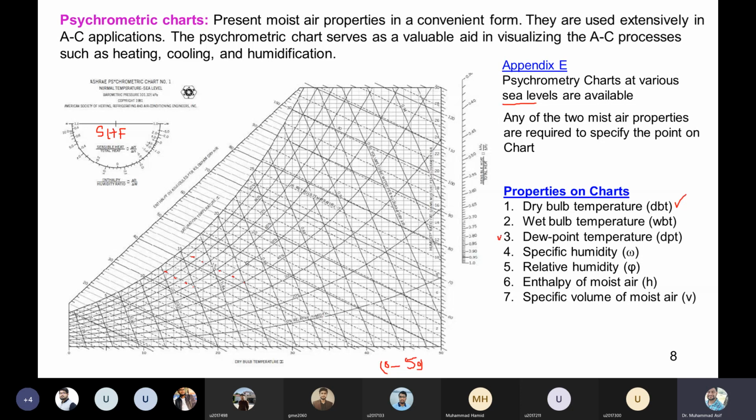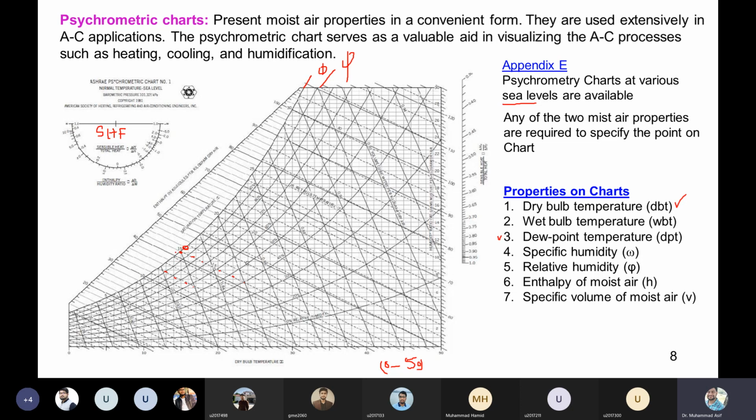Then we have the dew point temperature. The dew point temperature is where the horizontal line cuts the 100% phi curve. You know that these are the phi values; this is one phi value, this is another phi value. So at 100% saturation, where the horizontal line cuts here, this is called the dew point temperature, DPT.